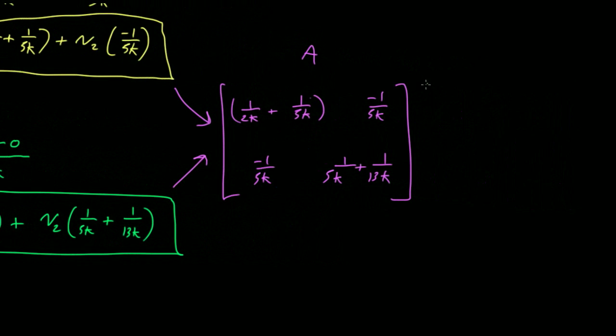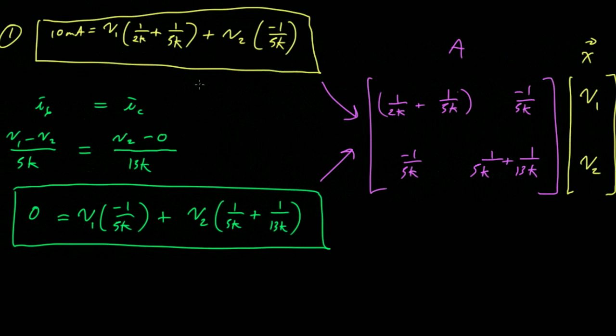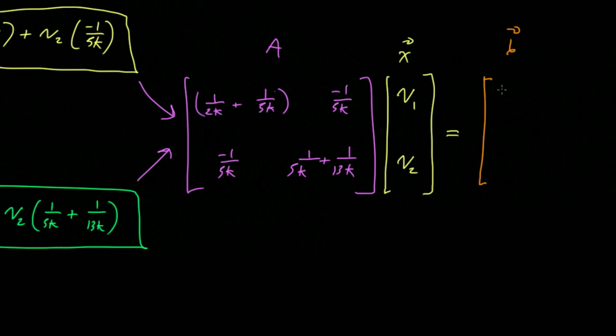My X vector is going to be V1 and V2. And this is going to be equal to my B vector, which is 10 milliamps and 0. And then I pretty much just have to do A inverse times B to get my X vector.